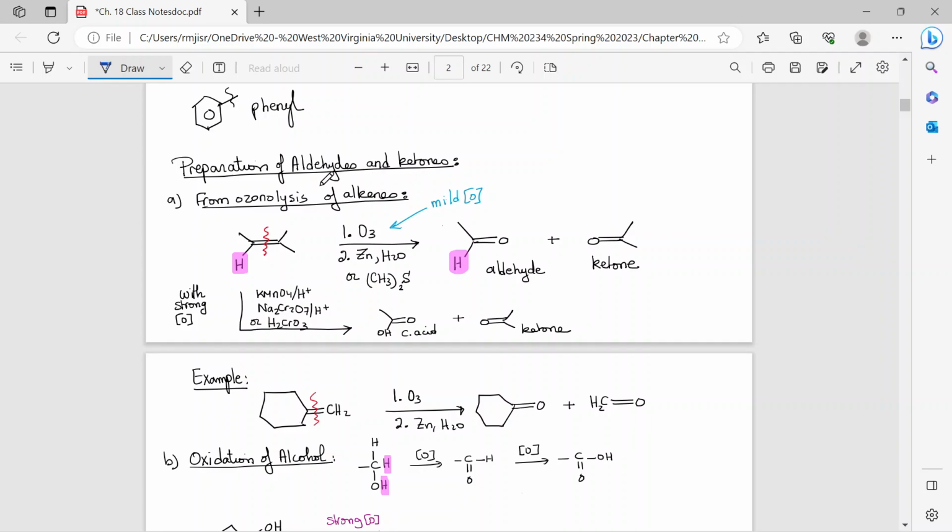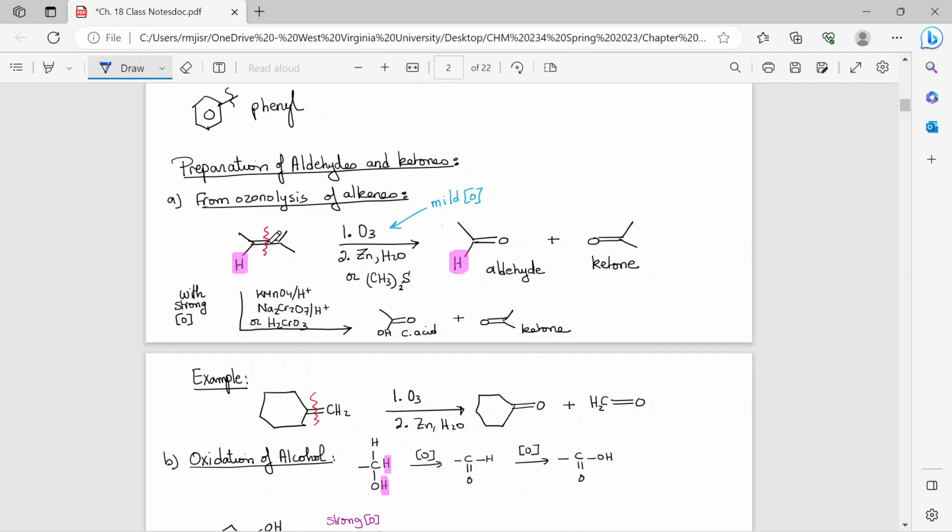Throughout this course, we went over different methods in order to prepare aldehydes and ketones. This is a revision of the methods that we explained in Organic 1 and Organic 2. So this is chapter 9 in Organic 1.